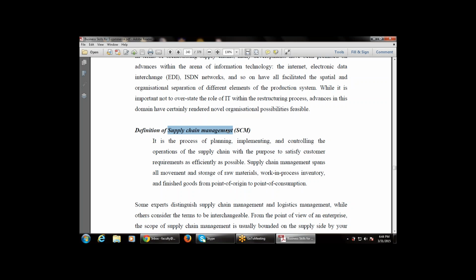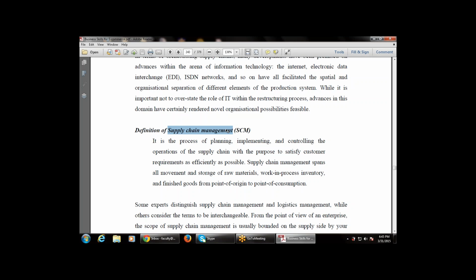So read it carefully, line by line, word by word. It is a process of planning. So first of all, plan, then implement and control the various operations of the supply chain. There are three terms: supply chain management, that is how to manage the chain that supplies, or if there is a chain for supply purposes. How to manage that chain is supply chain management.